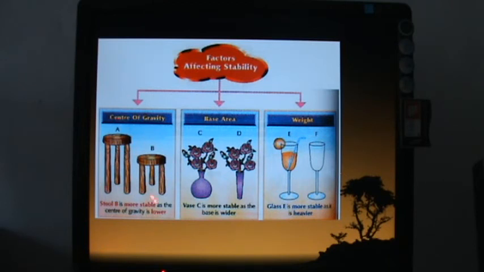And then you have comparing A and B, two different stools. One is higher, center of gravity higher. So stool B is actually more stable.